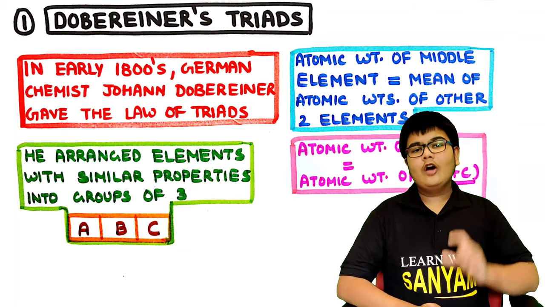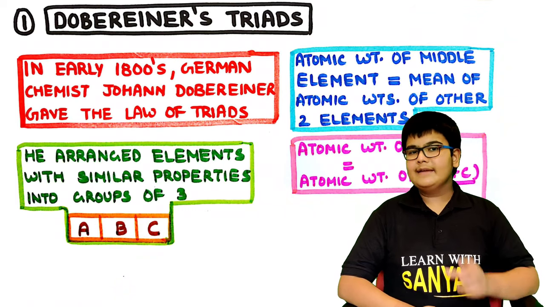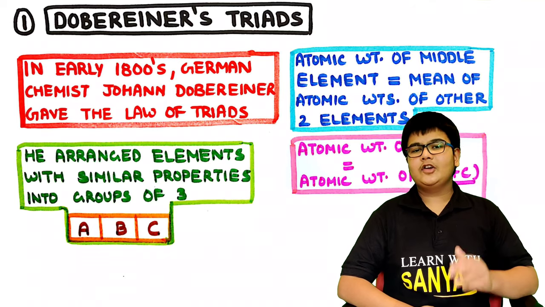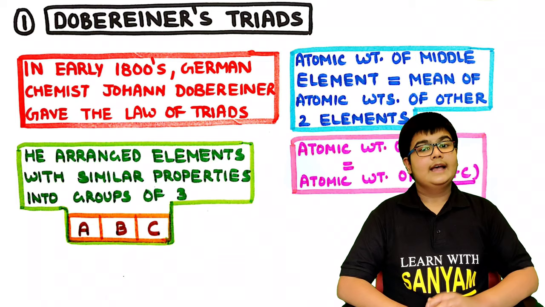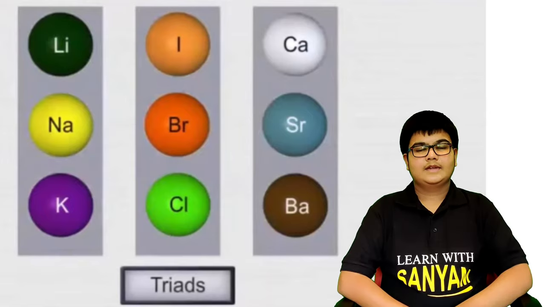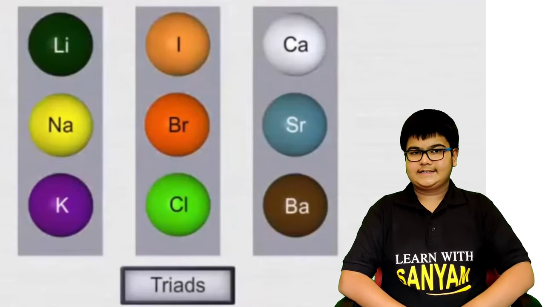Now the law of triads says that the atomic weight of the middle element is equal to the mean of the atomic weights of the other two elements. So in this case, you can see that the middle element is element B. So atomic weight of B will be equal to atomic weight of A plus C divided by 2. Here I am showing you the list of all the triads.